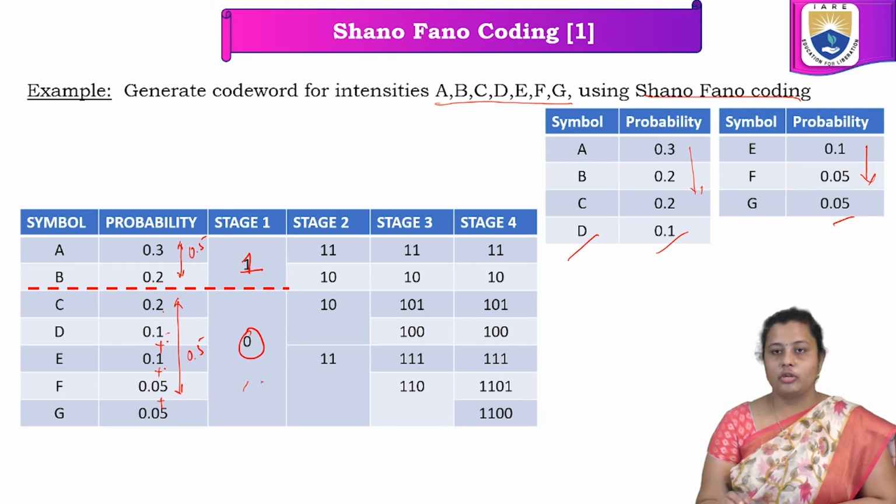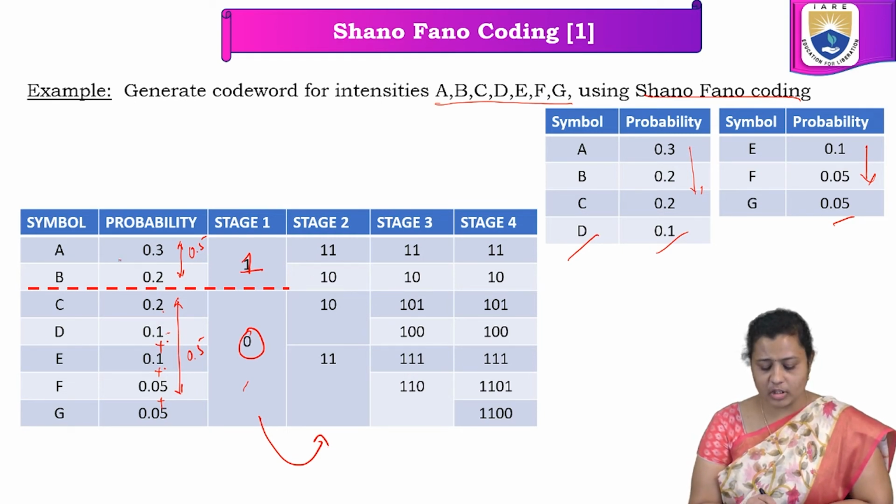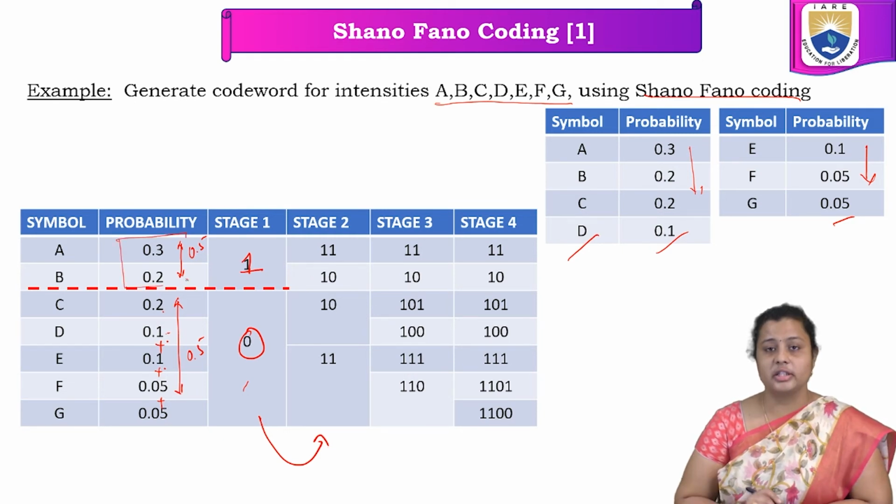Next, what are we going to do? We continue till all the intensity values are in single subgroups. So we go for our second stage. Now we observe that these two probability values are in a single subgroup.